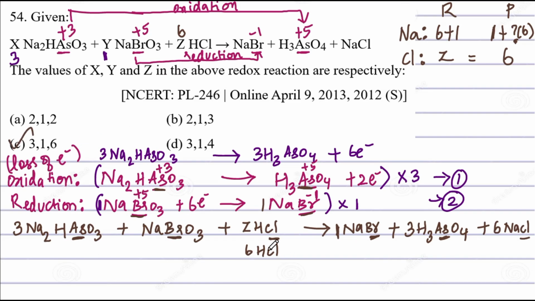You can also cross check this by seeing the number of oxygen atoms and hydrogen atoms in the reactant and the product side. So in the reactant, count the number of oxygen atoms. 3 into 3, 9 plus, here you are having 3 oxygen atoms. So 9 plus 3 is 12. 12 oxygen atoms in reactant side, and in product 3 into 4. In product also 12 atoms are there. Now you calculate the hydrogen atoms. 3 plus 6 is 9 in reactant side, and in product side 3 into 3, 9. So the number of oxygen and the hydrogen atoms are also same. So the coefficients are 3, 1 and 6.